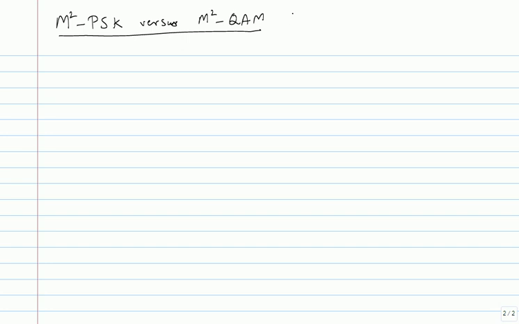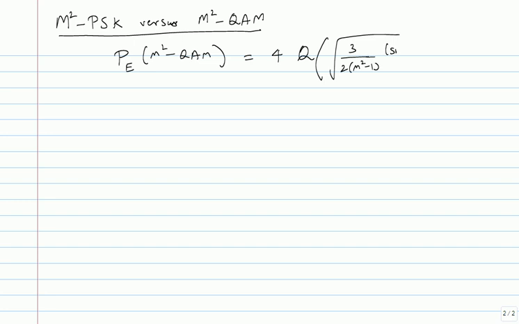So let me write down the probability of error expressions, because I wrote it for MPSK, the M squared PSK is going to be slightly different. So the probability of error for M squared QAM works out to, approximately and up to certain constants, 3 by 2 M squared minus 1 SNR. And the probability of error for M squared PSK is going to be what?